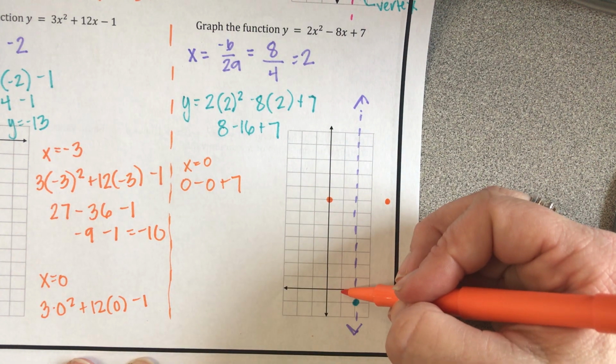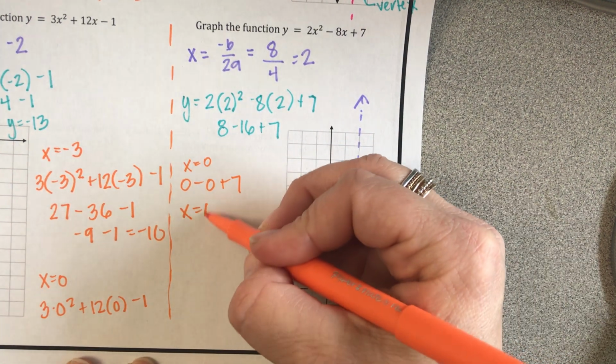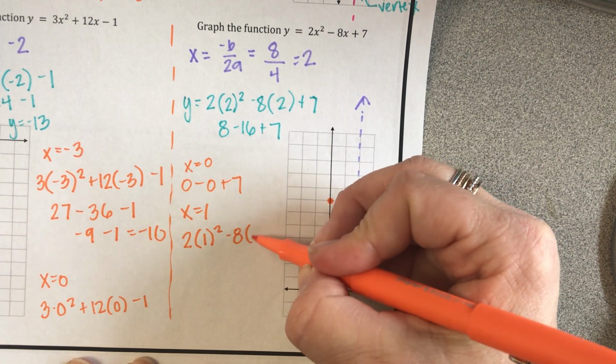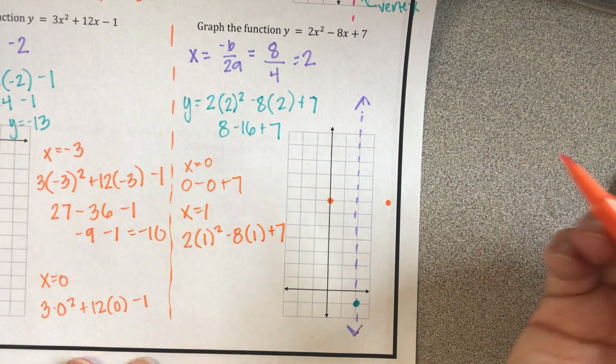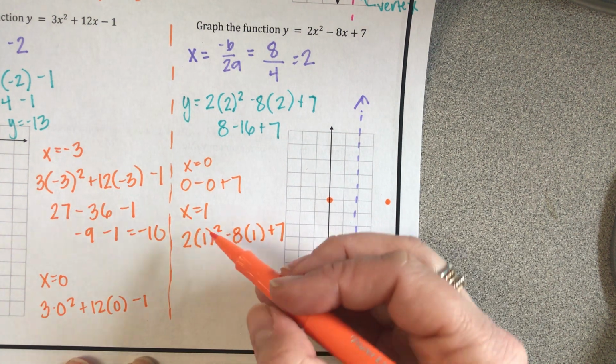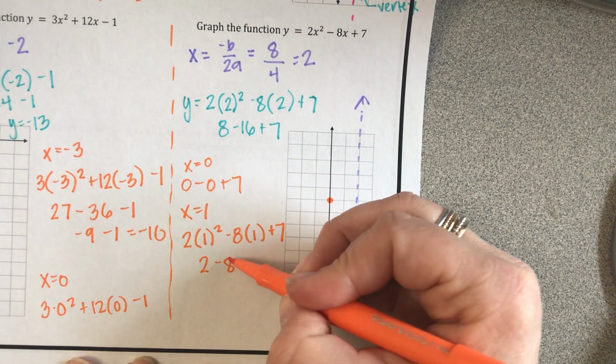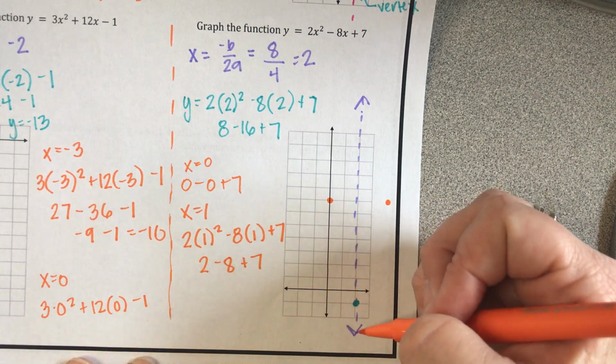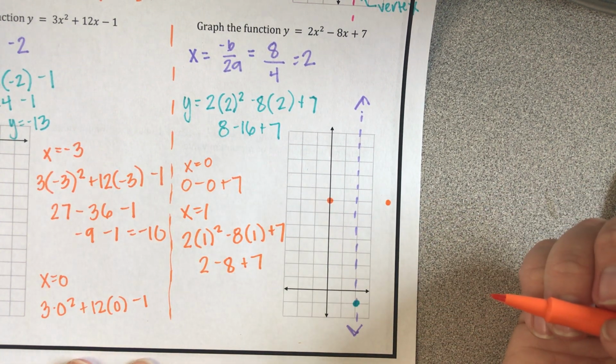So let's go ahead and plug in 1 and let's see what would happen. So 2 times 1 squared minus 8 times 1 plus 7. 1 squared is 1. 2 times 1 is 2. 2 minus 8 is negative 6. Negative 6 plus 7 is positive 1.